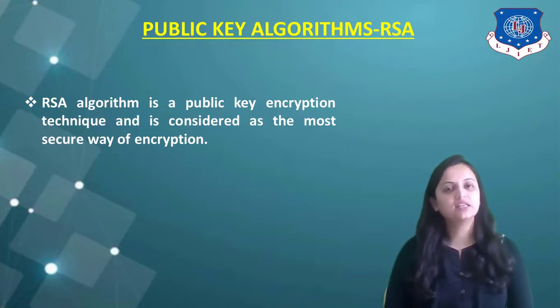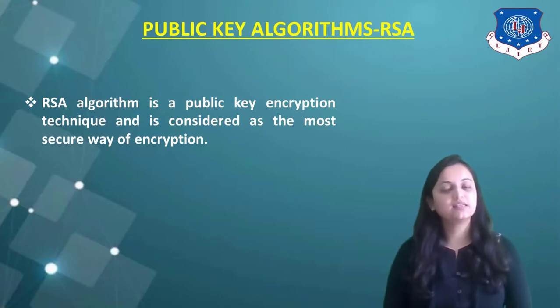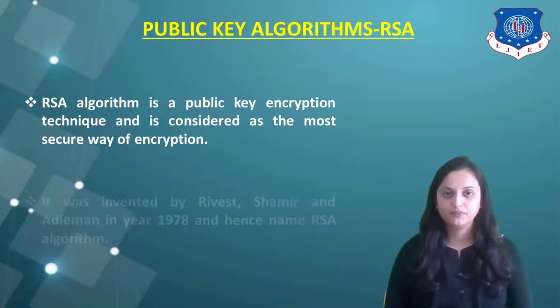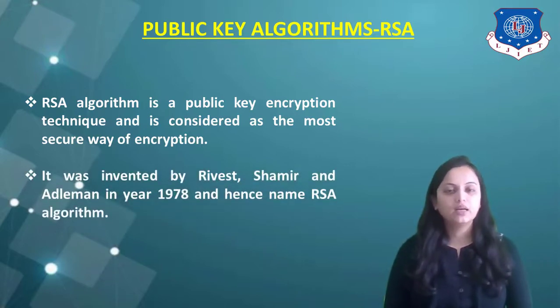Till now we have seen the encryption standards and different algorithms like DES and AES in the previous sessions. Public key algorithms include the RSA algorithm, which provides an encryption technique for the most secure way of encryption. It was invented by three scientists, Rivest, Shamir and Adleman, in the year 1978, and hence the name RSA algorithm.